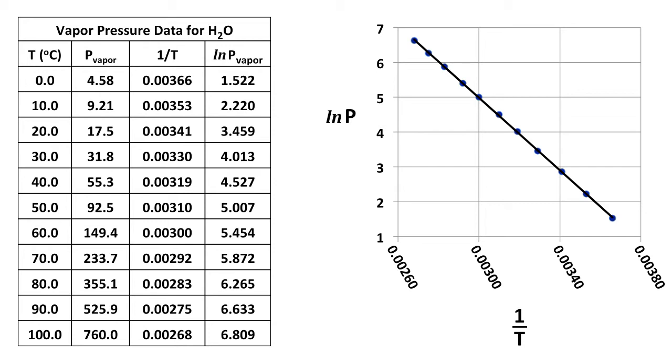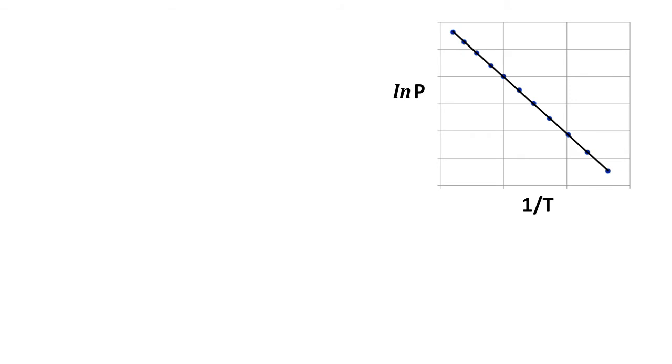This is a very common technique used in science to analyze data: manipulate your variables and see if you can get the relationship where you get a straight line graph. In this case, if we look at 1 over T as being our x value and ln of P as being our y value, then we have a straight line.